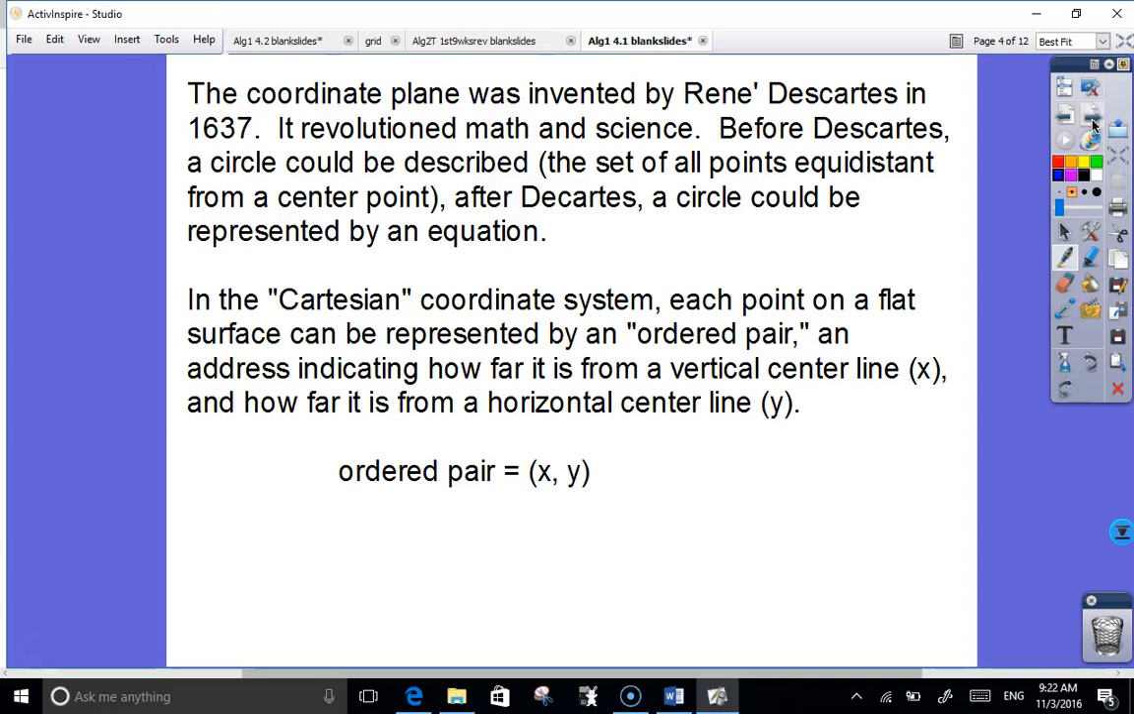It says, "The universe stands continually open to our gaze, but it cannot be understood unless one first learns to comprehend the language and interpret the characters in which it is written. It is written in the language of mathematics, and its characters are triangles, circles, and other geometric figures without which it is humanly impossible to understand a single word of it."